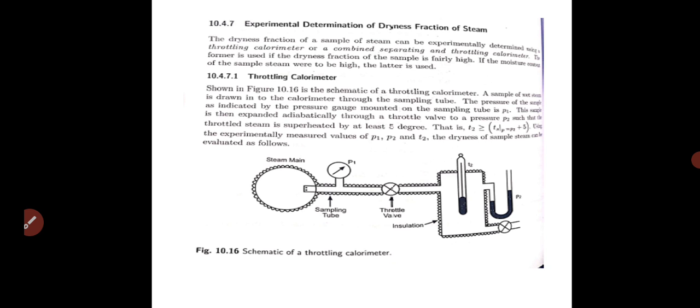That is why it is very important that after throttling, the wet steam should become superheated steam, and it should be superheated by at least 5 degrees centigrade. So whatever is the dry saturated steam temperature plus 5 degrees, that becomes superheated by 5 degrees. So here we have measured P1, the initial pressure. Then P2 is the pressure after throttling, and T2 is the temperature after throttling. So these three values we have got.